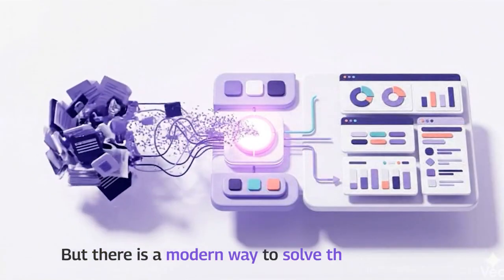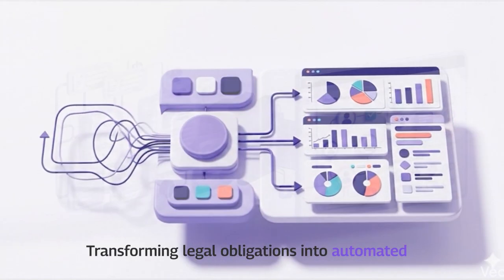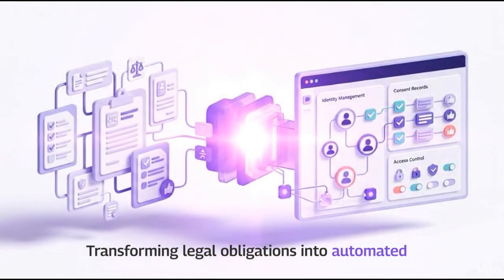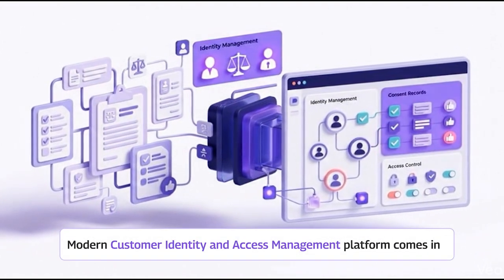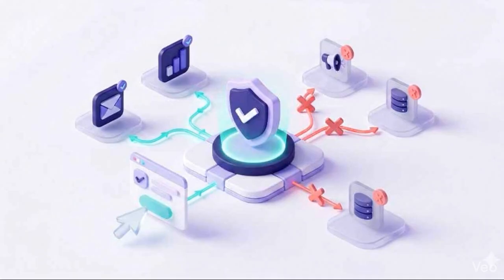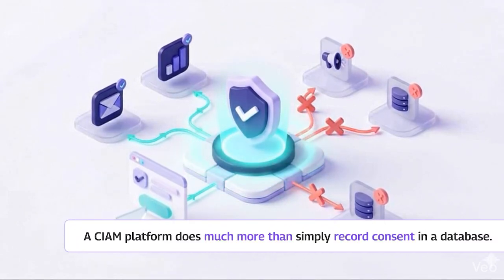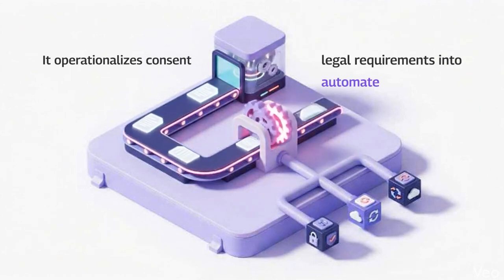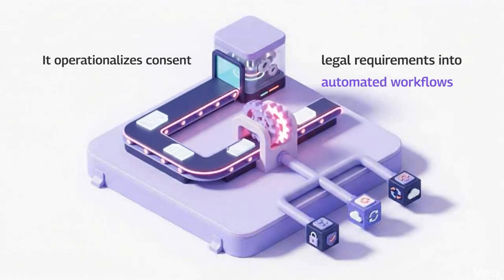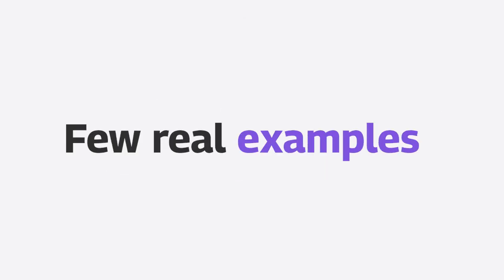But there is a modern way to solve this problem. The key is transforming legal obligations into automated, enforceable technology. And this is where a modern customer identity and access management platform, or CIAM, comes in. A CIAM platform does much more than simply record consent in a database. It operationalizes consent. It translates legal requirements into automated workflows that enforce those rules across your systems. So, how does that actually work in practice? Let's walk through a few real examples.